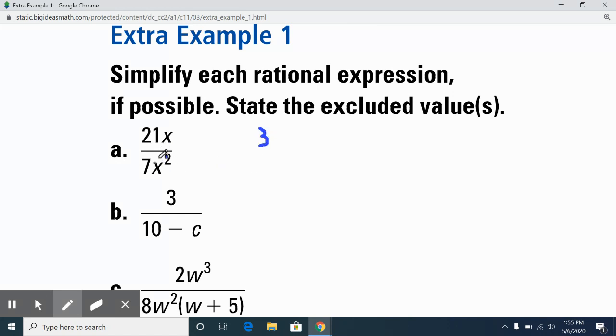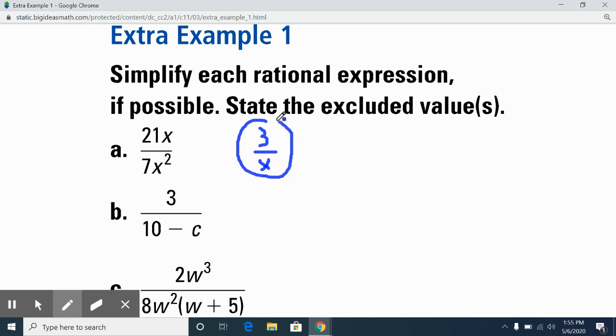All right, now I look at my variables. I have one x on the top and I have 2 x's on the bottom. Where are there more x's? There are more in the denominator, and there's more by 1. So what we could do here is cancel out the x on the top and one of the x's on the bottom to be left with only one x on the bottom. All right, my excluded value, remember we look back at the original expression, would just be 0. Okay, so this is my simplified answer.